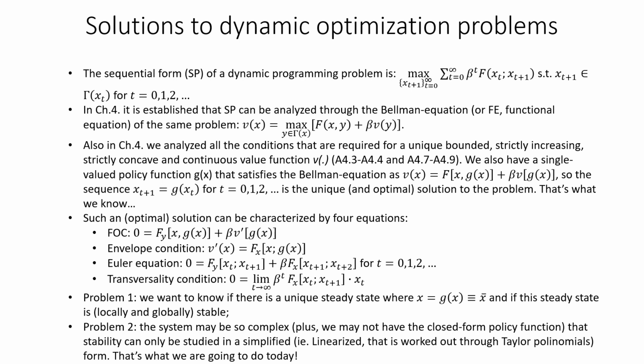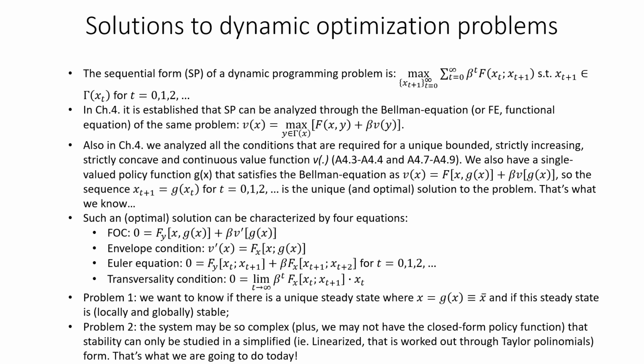The third crucial equation is the Euler equation, which, as you can see, is a second order difference equation. For today, this Euler equation is of central importance for us, because even if we don't know the policy function, there is one thing we know for sure: if we have the optimal policy function of whatever form, we don't need to know it exactly in a closed form, the policy function satisfies the Euler equation. So the Euler equation can be used to learn more about what dynamics the policy function determines. And the fourth is the transversality condition.